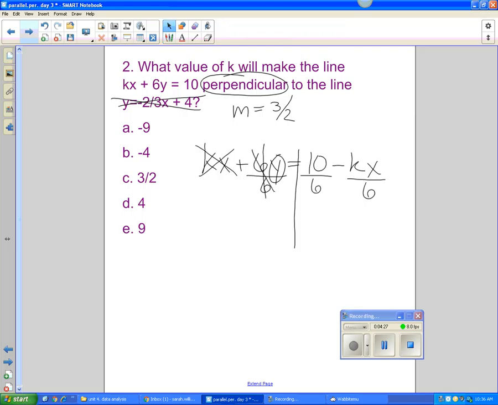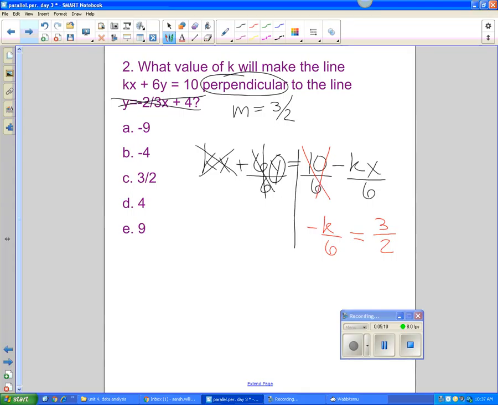I need this to be my slope of this line. Does 10/6 have anything to do with the slope? Does k/6 have anything to do with the slope? Yes. Okay. So I'm going to mark that out so I'm not confused. This right here, just stick with me, guys. I know this is weird. I'm going to put -k/6. This part has to equal 3/2, what I'm looking for. Okay? We have to figure out what k needs to be in order to give us 3 over 2.